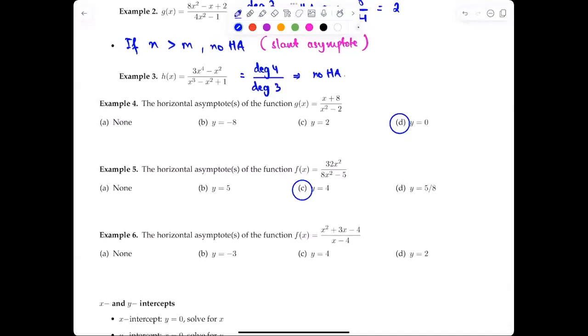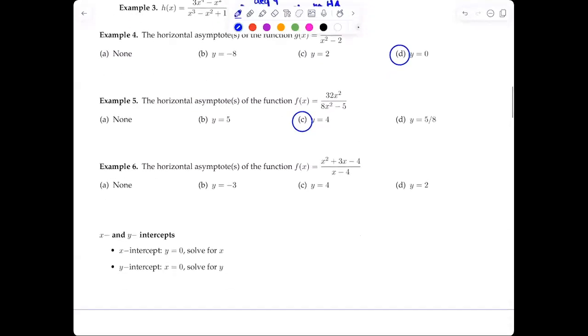All right. So again, in this case, the degree on the numerator is equal to the degree in the denominator. So the horizontal asymptote is equal to the ratio of the leading coefficients. So 32 over 8 would be 4. So y equals 4 is the horizontal asymptote. And number 6 is going to be none.